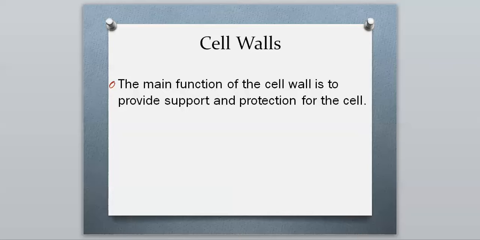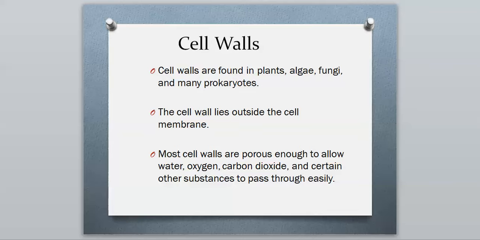And cell walls are found in plants, algae, fungi, and many prokaryotes, so those would be like bacteria and things like that. And the cell wall lies outside the cell membrane. So again, I think most of you that made a plant cell in class saw that the cell wall went around the outside of the cell membrane. And most cell walls are porous enough to allow water, oxygen, carbon dioxide, and certain other substances to pass through easily. So they're not completely solid.